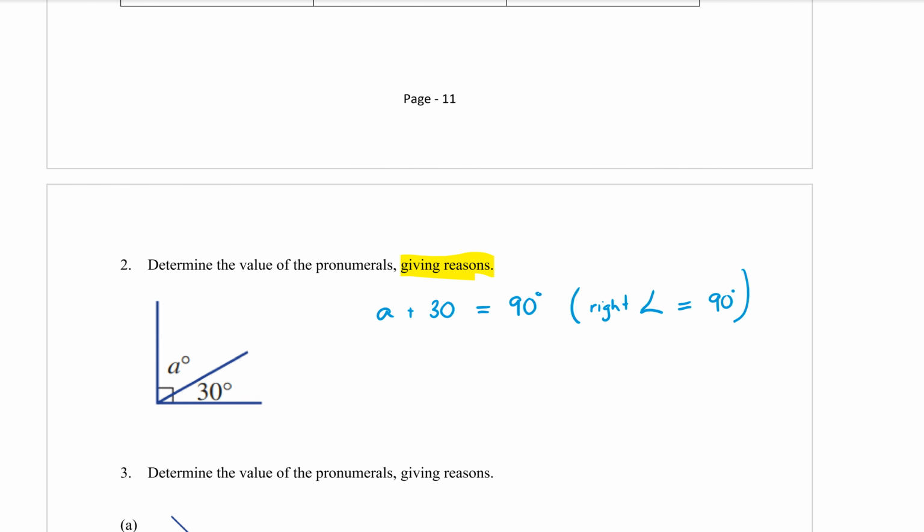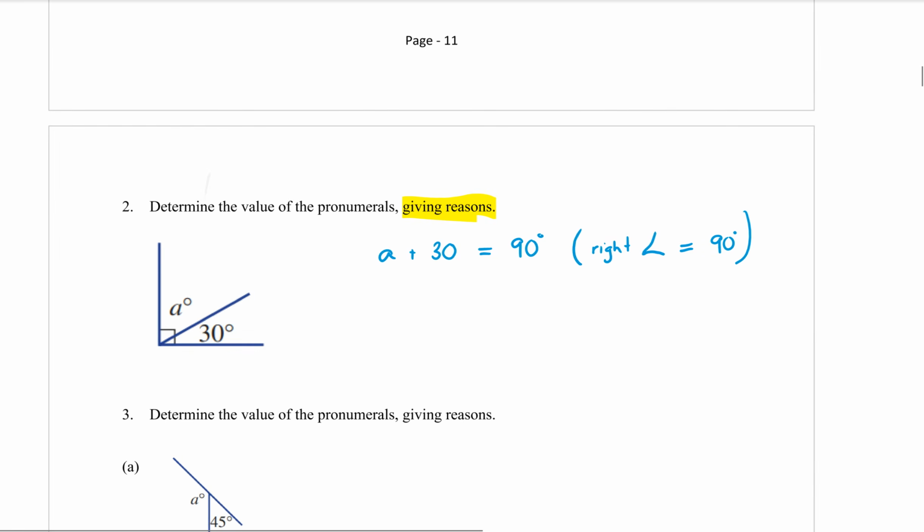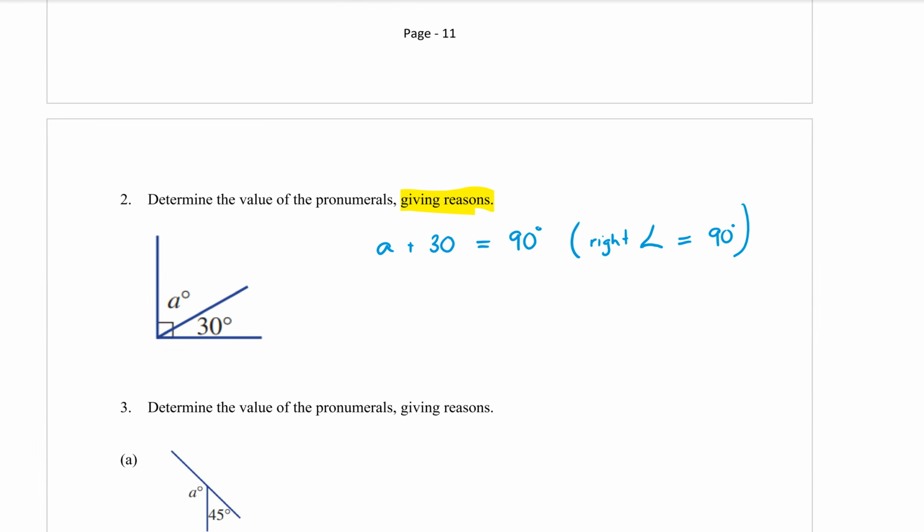Now what we've made over here is a little equation, and we're trying to find out what A is equal to. When we did the topic of equations, we learned that we had to do the opposites to move numbers away from our pronumerals. So to get rid of that 30, I would need to subtract 30 to cross that one away. To get my answer, I would get 90 take away 30, which is 60 degrees. So my answer is here and my reason to get full marks.